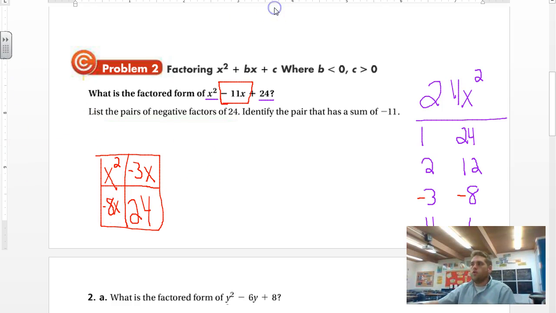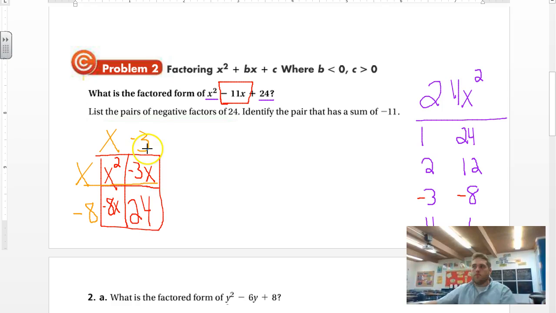Okay? So now once my box is filled in, once again, it's just backwards of everything that we've done. So I look at my top row, my x squared and my negative 3x, and what do they have in common? Well, they both share an x, so I can pull an x out. What times x is x squared? Well, that's just going to be x. What times x is negative 3x? Negative 3. What times x is negative 8x? Negative 8. Okay? Check. Make sure your answer is right.